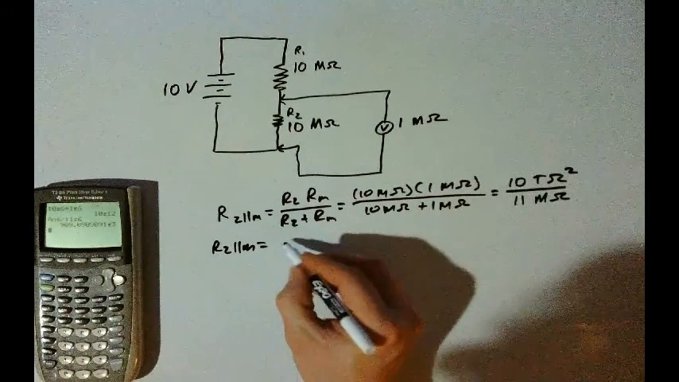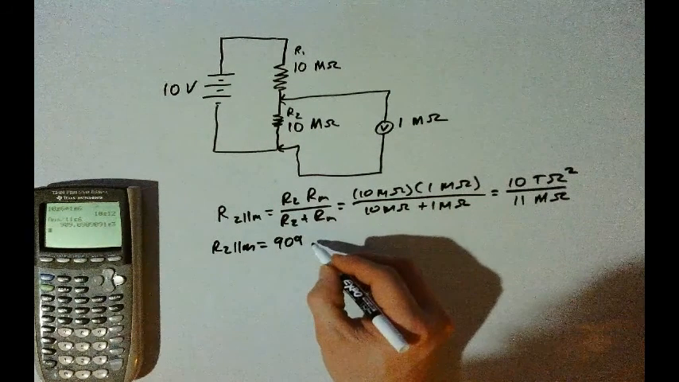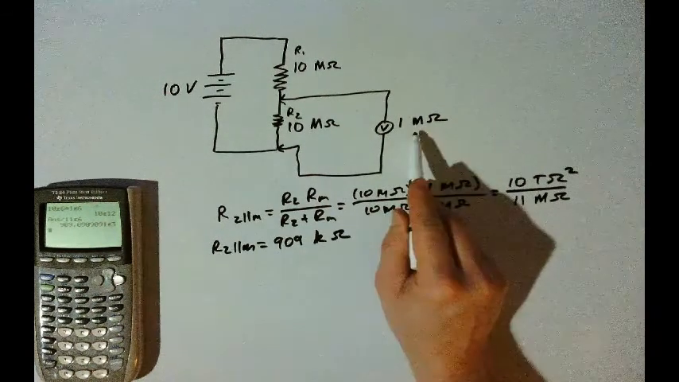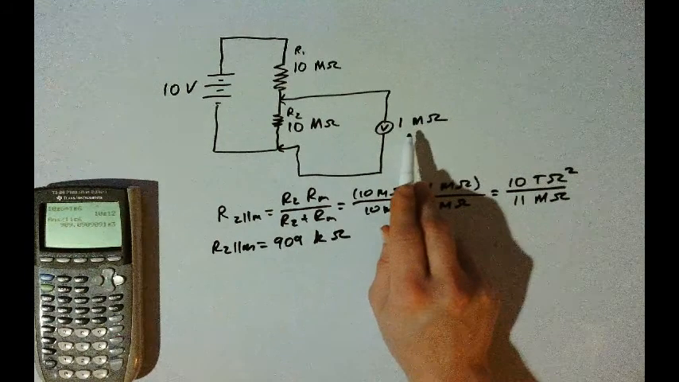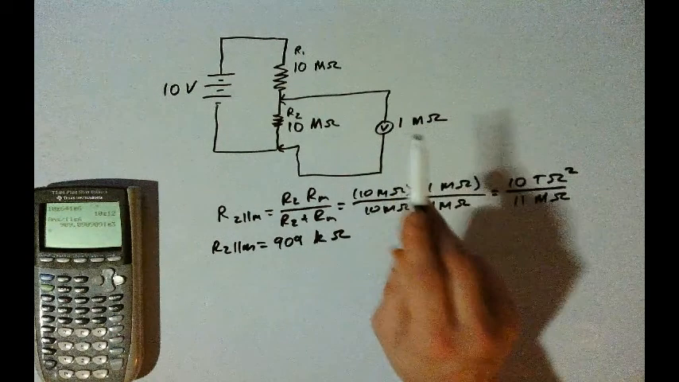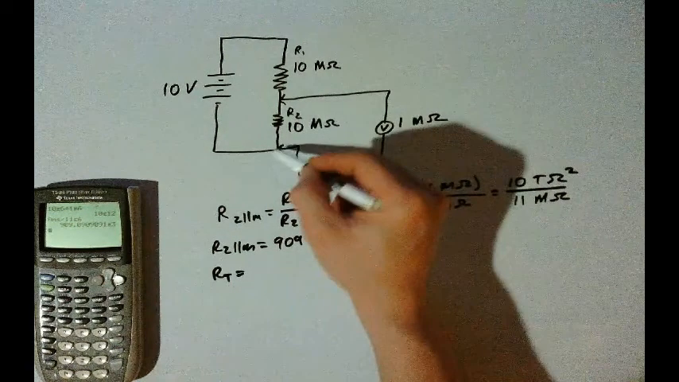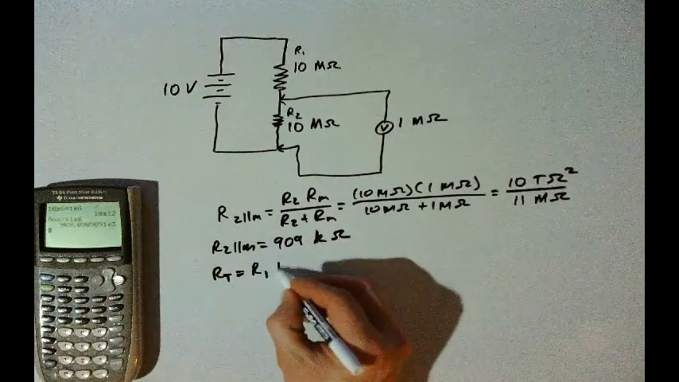And so now the total resistance will be R1 plus R2 in parallel with the meter. R1 is 10 mega ohms, and we will add to that 909 kilo ohms. And so when we add these together, we're going to get 10.909 mega ohms. Right? So that's the total resistance of the circuit.